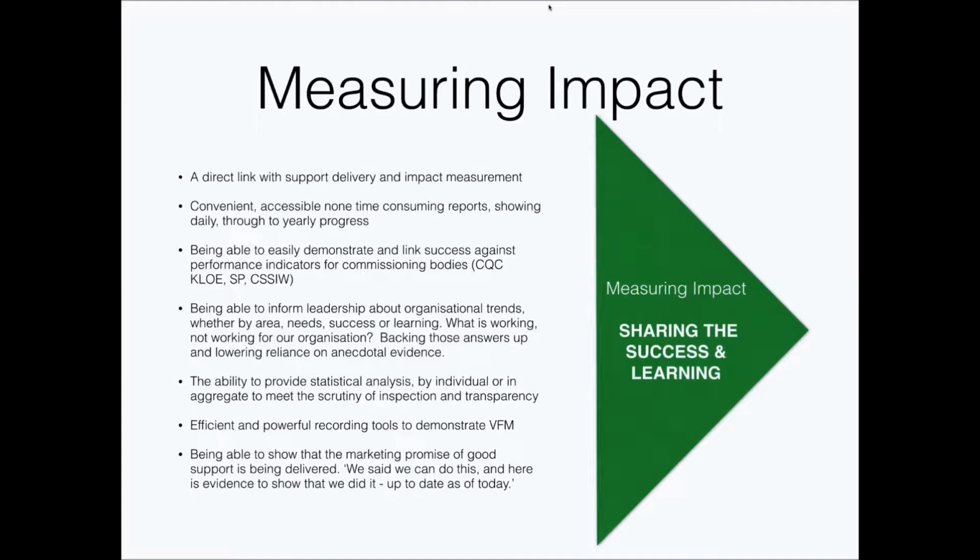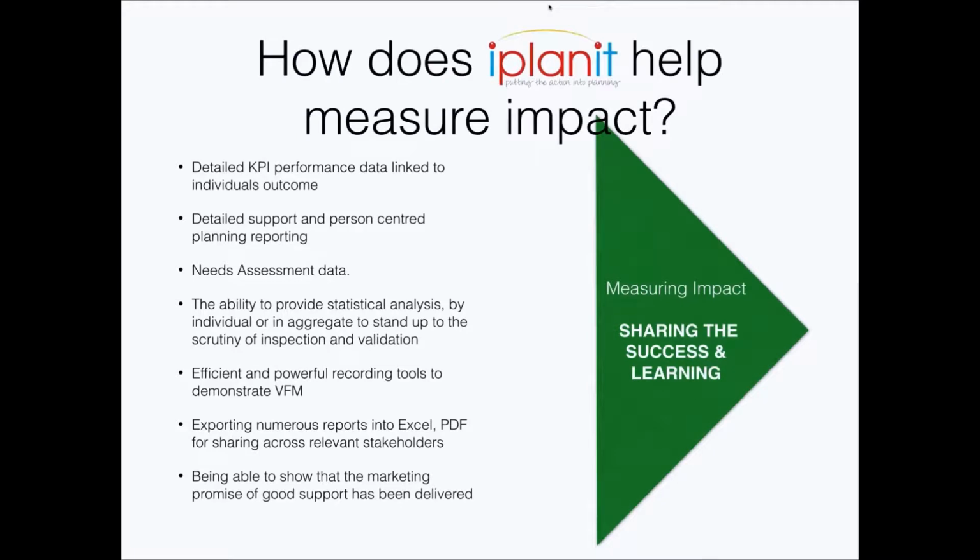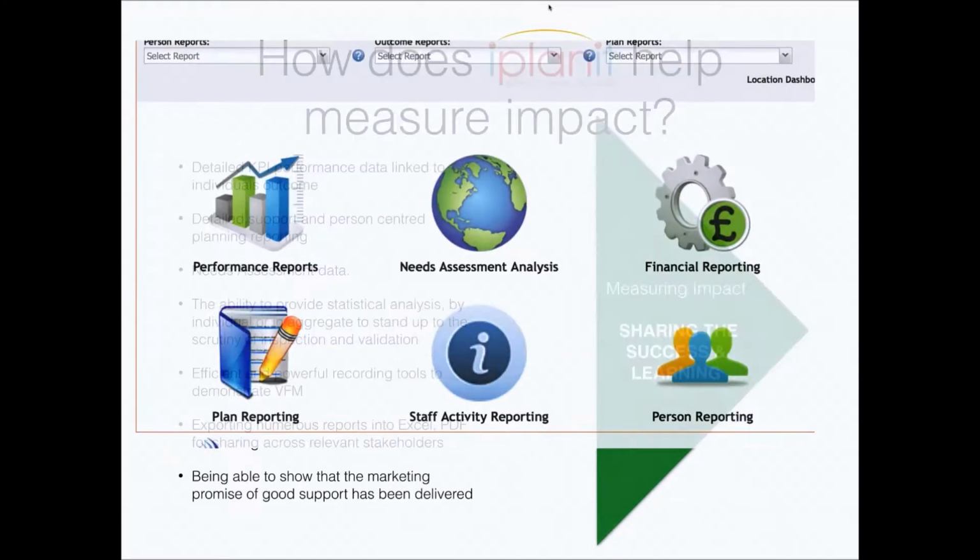We said we can do this, here is the evidence to show that we did it, and it's up to date as of today. Again, how is iplanit helping measure impact? And Lisa Jane is going to go into a bit more detail about that relationship with commissioners and other stakeholders. So detailed KPI performance data linked to individuals' outcomes, detailed support and person-centered planning reporting, has needs assessment data. So these are some of the reports that we'll see. Lisa Jane's going to touch on some of these.